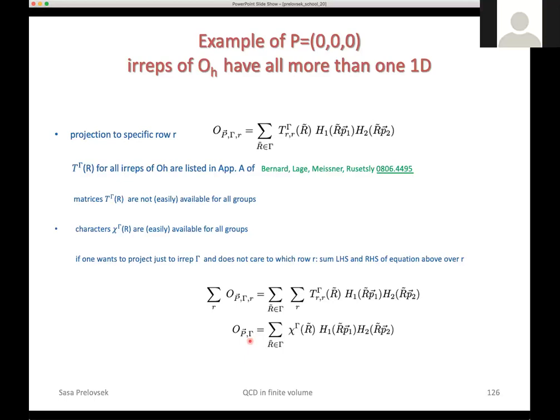Exactly. This would be as if you didn't care which MS, but if you do a simulation, you will have all operators according to a certain row. So you usually need to care, because when you construct operators, you'll say, okay, I want row MS equal to 1, all operators. Otherwise, you will not get any coupling anyway. So usually you need to care about which row you want to project to.